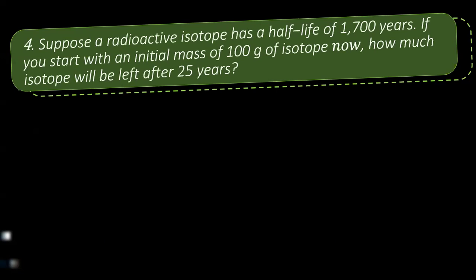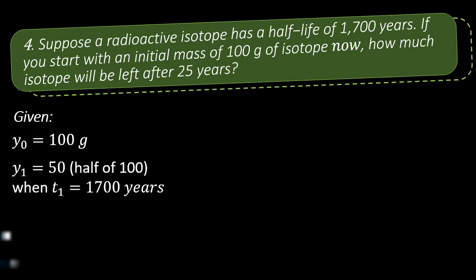So let's go back to the problem. Given y sub 0 is 100 grams, so after 1,700 years, it will be half already. It will be 50 grams already. And we are also looking at how much substance is still left in the region.